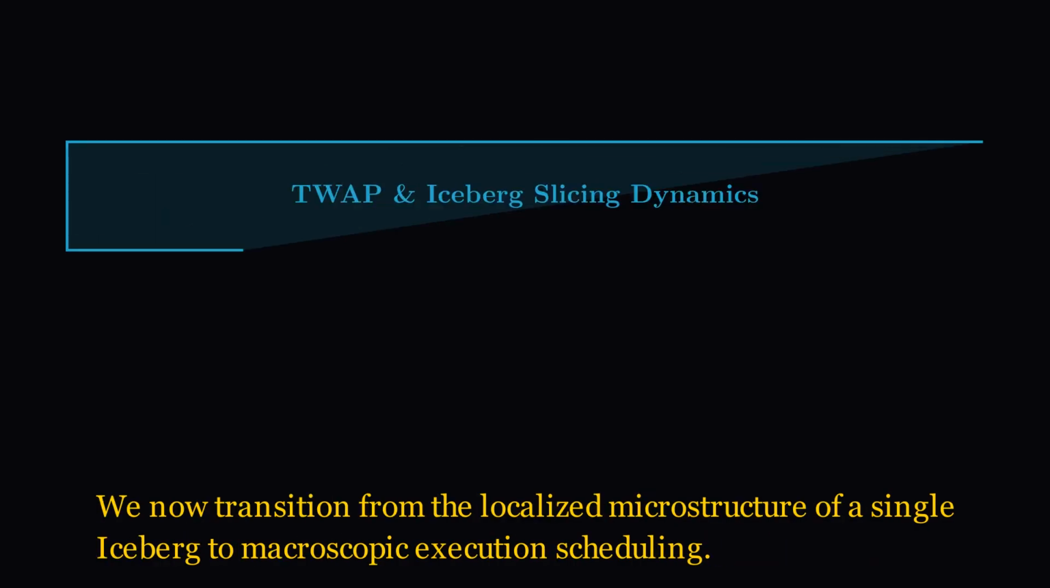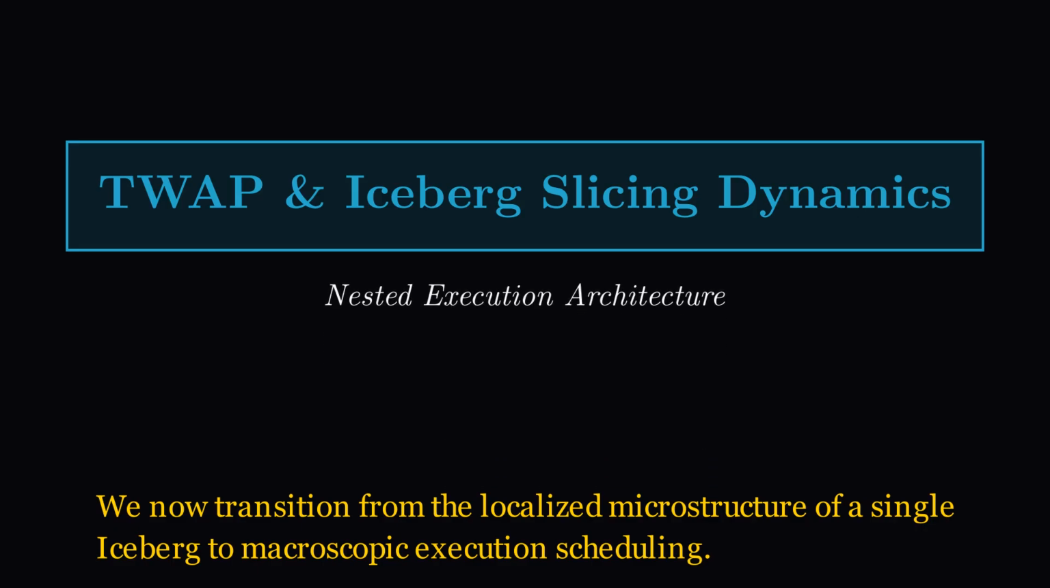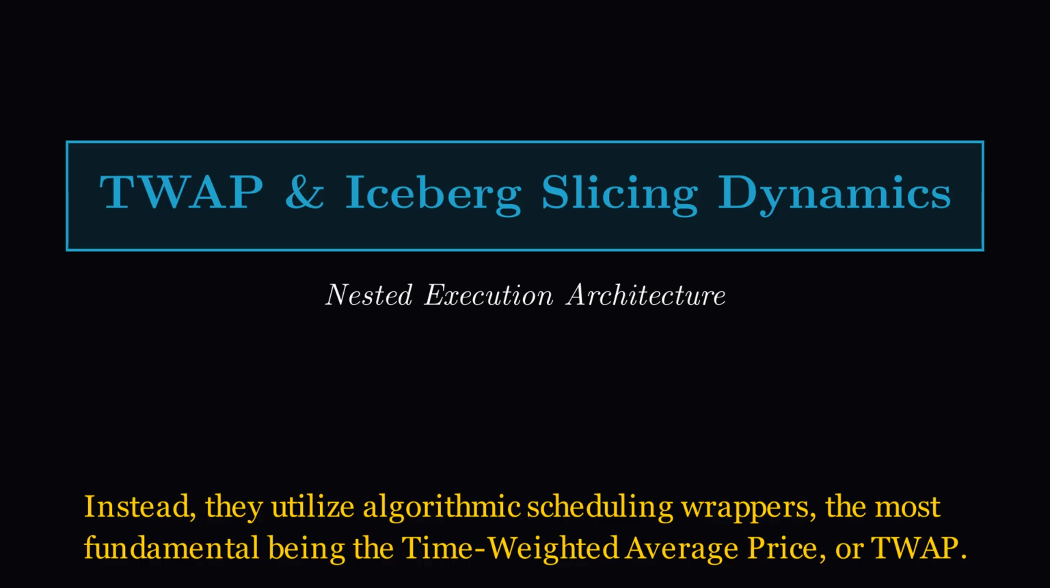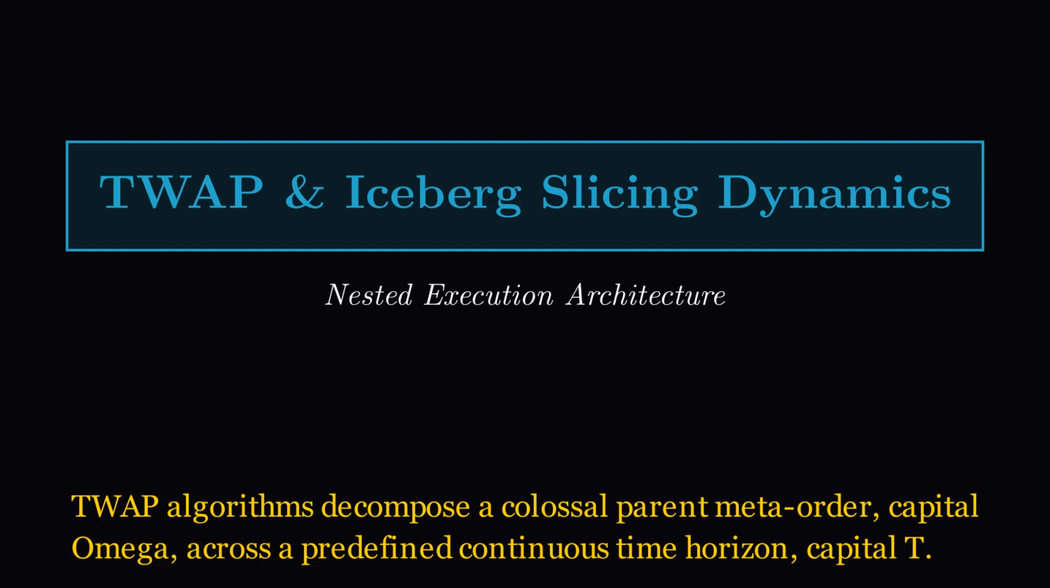We now transition from the localized microstructure of a single iceberg to macroscopic execution scheduling. Institutional execution engines rarely deploy a massive iceberg order in isolation on the limit order book. Instead, they utilize algorithmic scheduling wrappers, the most fundamental being the time-weighted average price, or TWAP. TWAP algorithms decompose a colossal parent meta-order, capital Omega, across a predefined continuous time horizon, capital T.